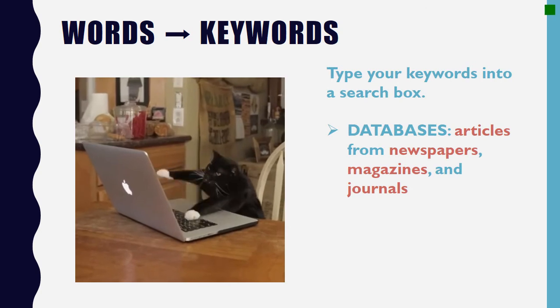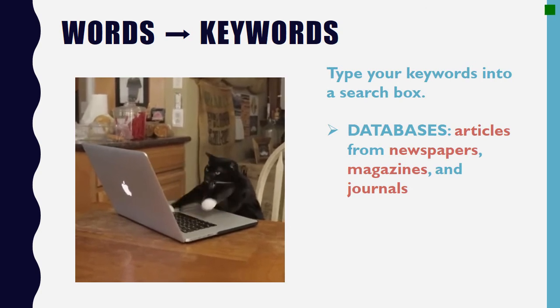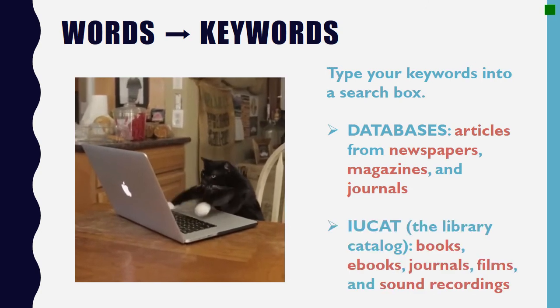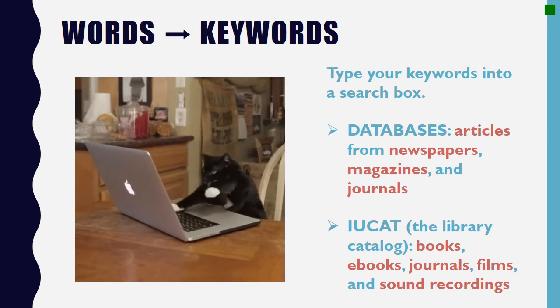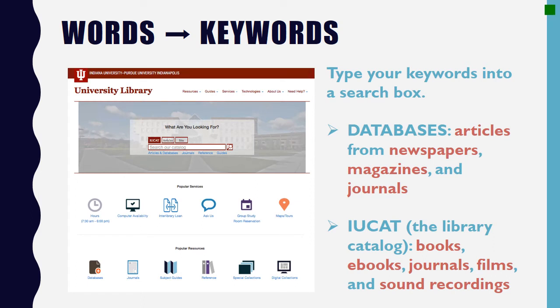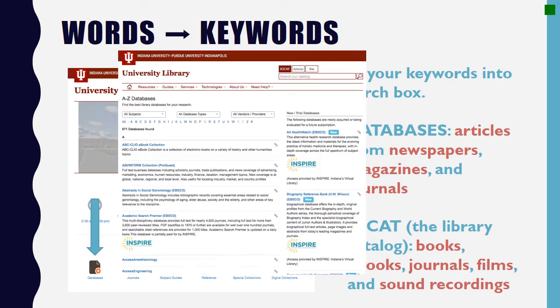Library databases contain mostly articles from newspapers, magazines, and journals. IUCAT, the library catalog, has books, ebooks, journals, films, and sound recordings. To do a search in a library database, start at the library website, ulib.iupui.edu. Scroll down the page and click on the Databases icon. On the A page, look for Academic Search Premier and click on it.